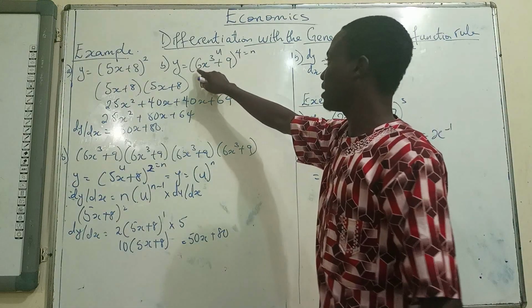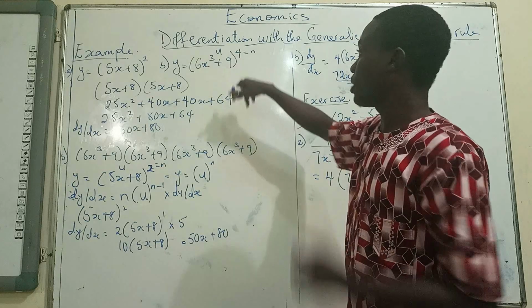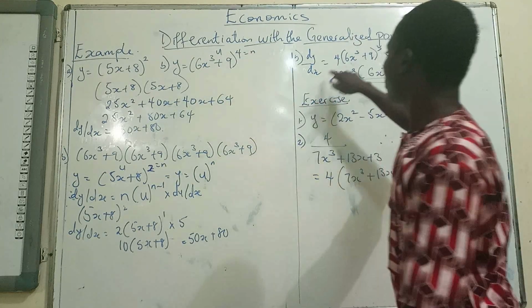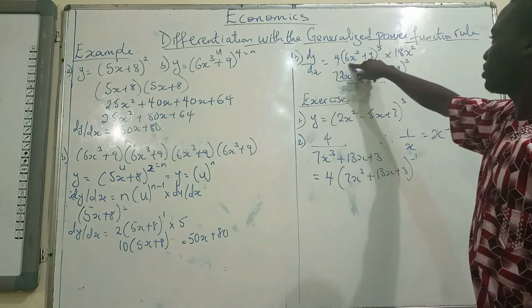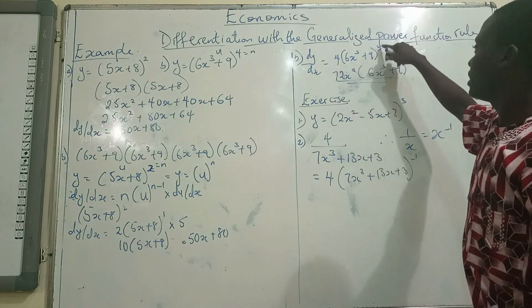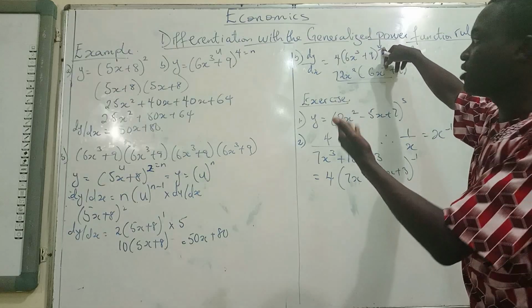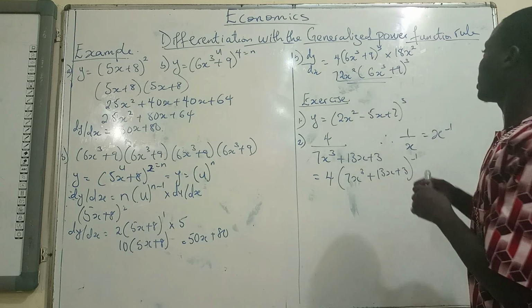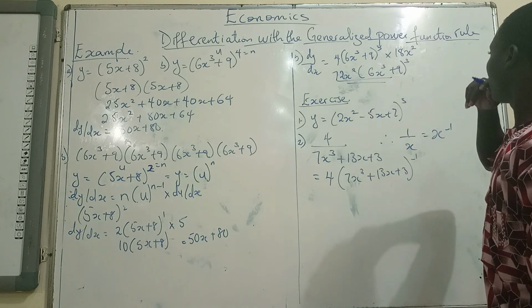So this is u. What is inside is u. 6x cubed plus 9 raised to power 4. So 4 is n. So n comes to this side, right? So this is 4. Into brackets, you write what is u, 6x cubed plus 9. Then raised to power, of course, n minus 1, which is 4 minus 1 now, which is 3. Then multiply by, when we differentiate what is inside, the 6x cubed, for the learners, for the starters rather.